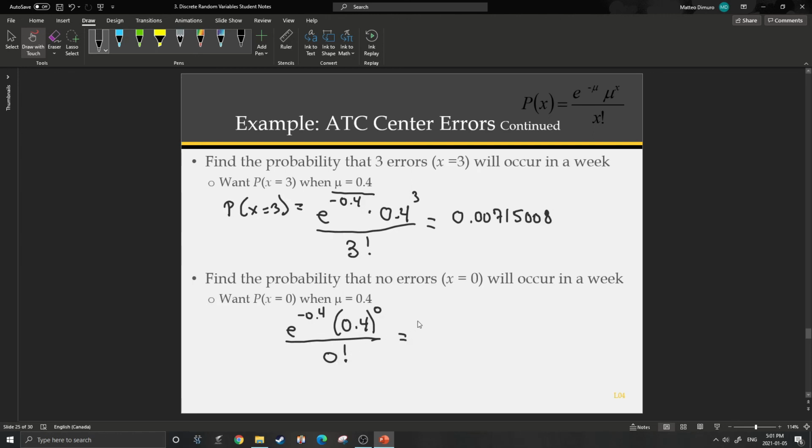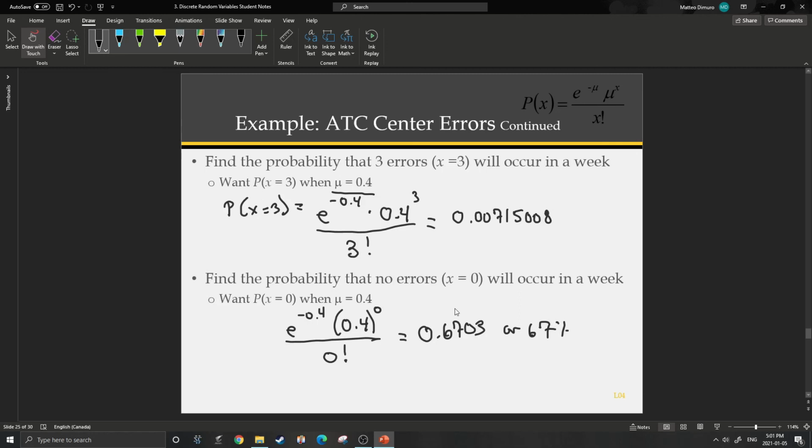So when you pop this in on your calculator, you're going to get 0.6703. So the probability that there's going to be no errors in a given week is going to be about 67%. All right, just multiply by 100 to get the percentage.